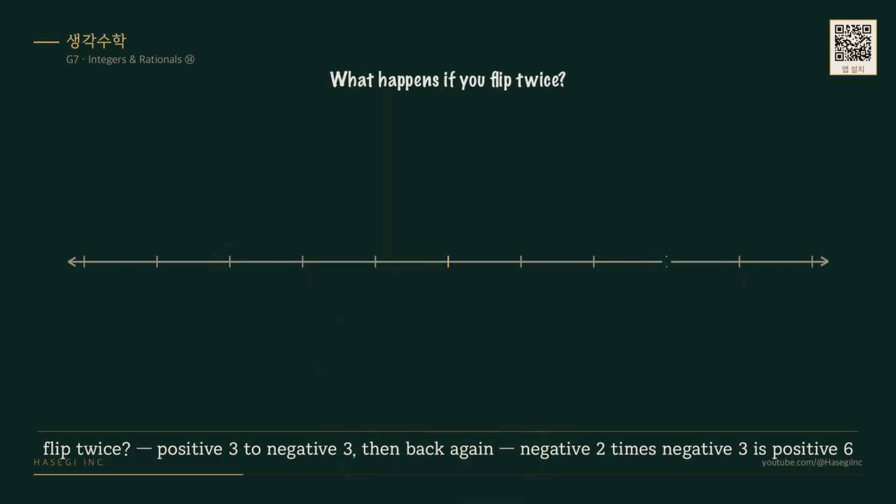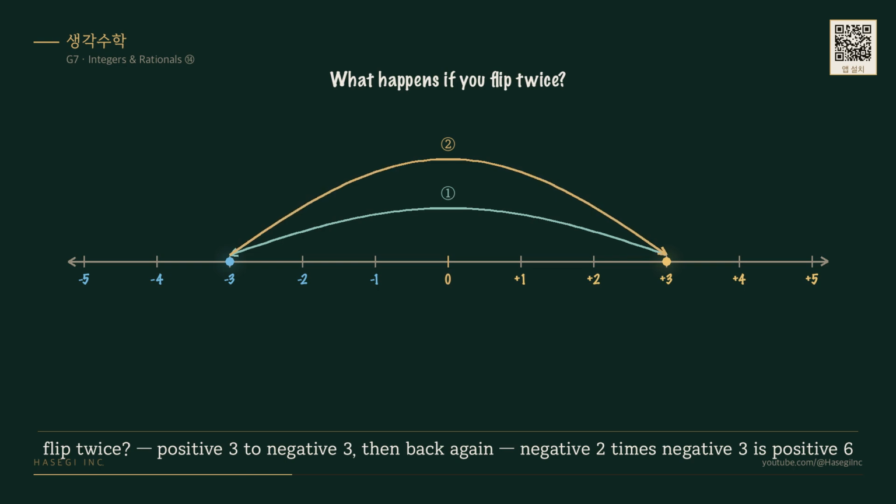So what happens if you flip twice? Positive 3 goes to negative 3, and negative 3 goes back to positive 3. Flip twice and you are back where you started. That is why negative 2 times negative 3 is positive 6.